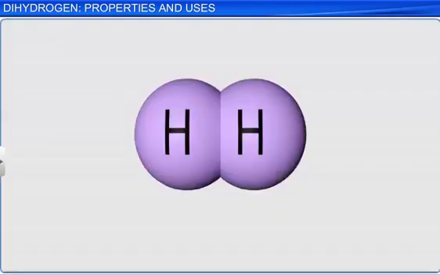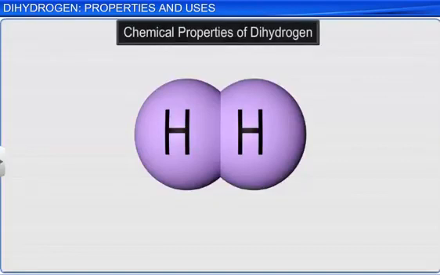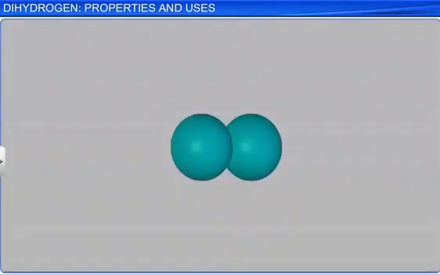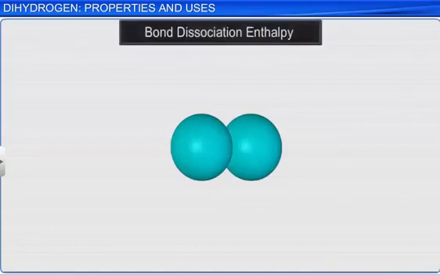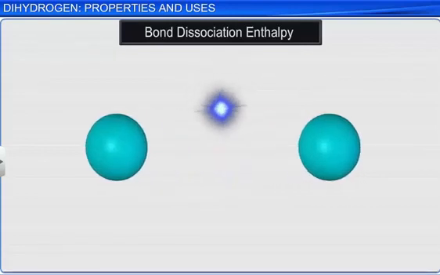Let us now look at the chemical properties of dihydrogen. Dihydrogen gas is chemically inert at room temperature. The chemical behavior of a diatomic molecule is determined by its bond dissociation enthalpy to a large extent. Bond dissociation enthalpy is the energy required to break a chemical bond.